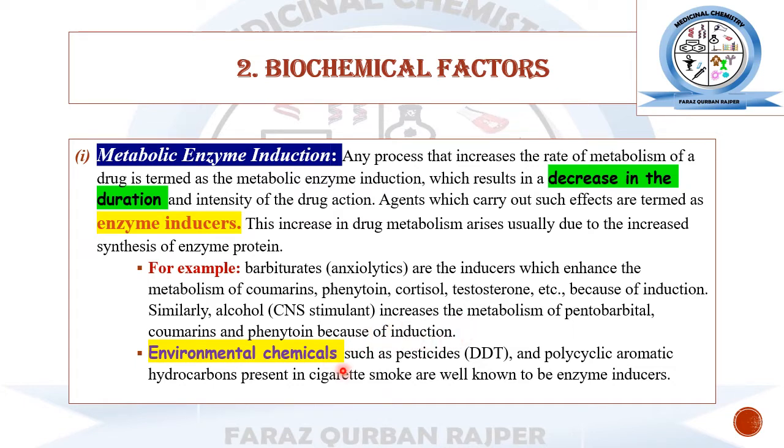There are certain environmental factors, such as the pesticide DDT and polycyclic aromatic hydrocarbons that are present in cigarette smoke. They also act as enzyme inducers. If someone is exposed to the pesticide DDT or is smoking cigarettes and taking certain drugs, there are chances of a high rate of drug metabolism.